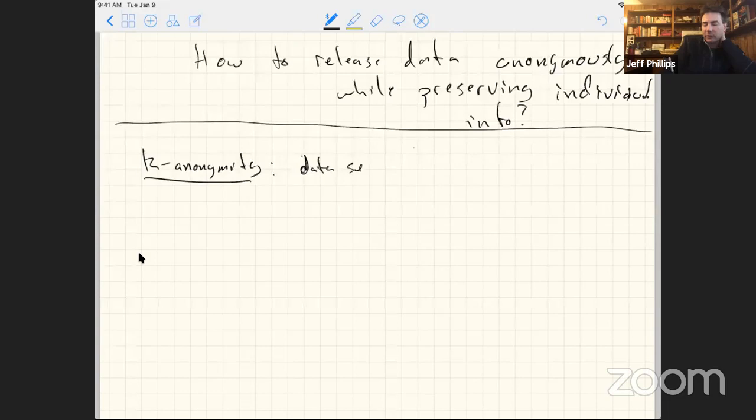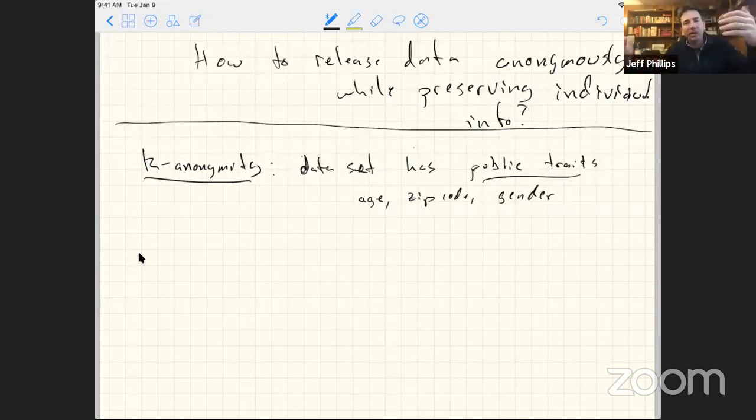a data set has these public traits. These would be things like possibly age, zip code, gender, that if you were to meet someone, they wouldn't feel necessarily weird about giving this away. Maybe not age exactly, but it could put me into an age bracket, right? Am I between 30 and 50? Yeah, so I'm between 30 and 50 somewhere, right?